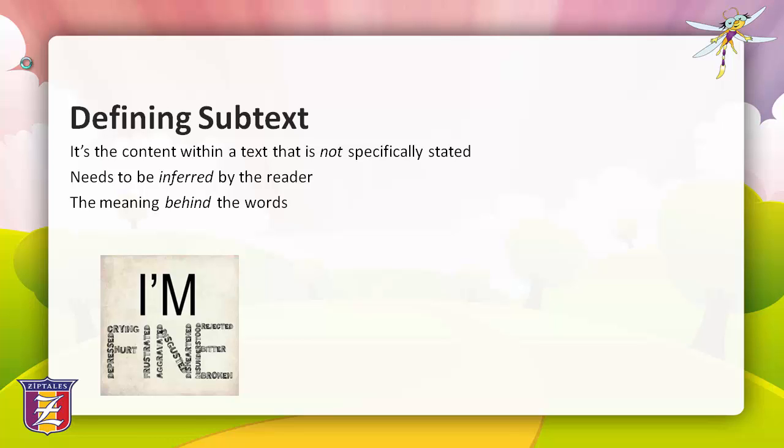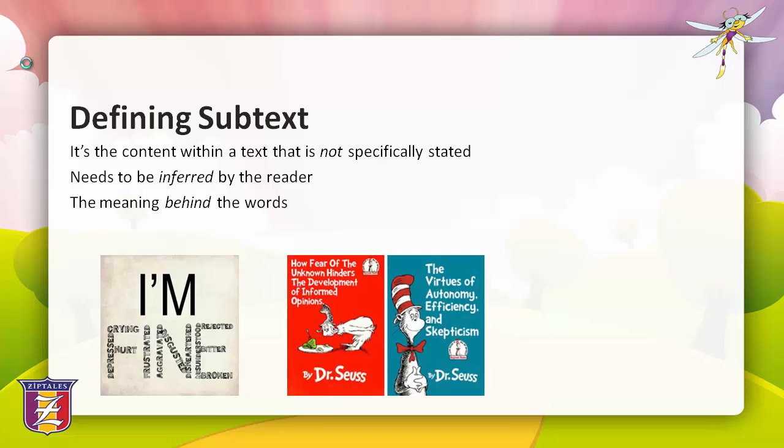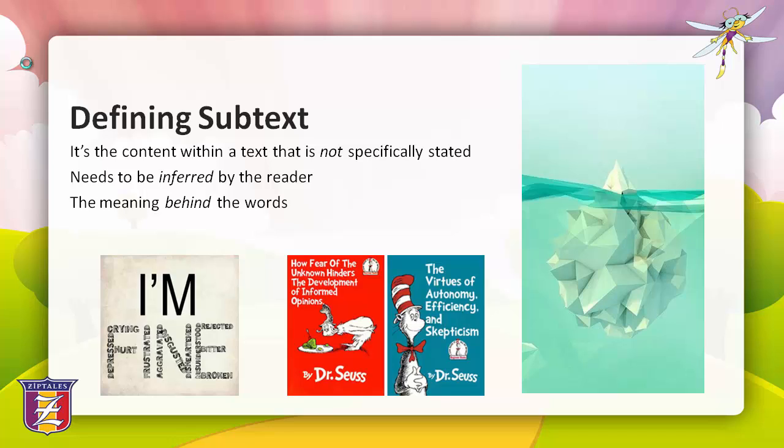Imagine if simple picture books were given titles that reflect their subtext. For example, the Dr. Seuss classic, Green Eggs and Ham, could be retitled as How Fear of the Unknown Hinders the Development of Informed Opinions. And the Cat in the Hat's new title could be The Virtues of Autonomy, Efficiency and Skepticism. We can compare subtext to an iceberg. The tip is what is actually being stated, but the true meaning is hidden well below the surface. Often the most interesting storylines in the texts we love are those that are just bursting with subtext.